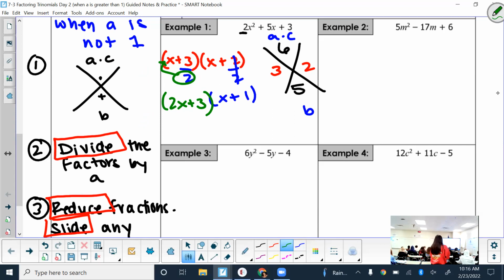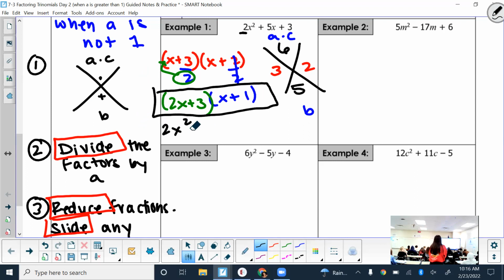And now when I FOIL it, I do get the original problem. So this is my answer, and I'll prove it to you. What's 2x times x? And 2x times 1? 2x. Inner terms, 3 times x. And last terms, 3 times 1. And when I combine like terms, which I'll just do in my head, don't I get the original thing? Yes, so that's how we know we did it right. So questions about example 1?